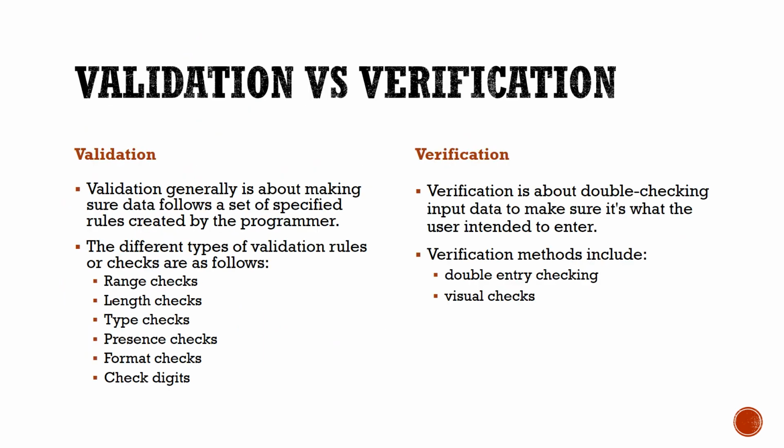Next, the most important concept: validation and verification. Validation generally means making sure that data follows a set of specified rules created by the programmers, right? And verification means double checking input data to make sure it's what the user intended to enter, right? So in validation we can have different types of validation like range check, length check, type check, presence check, format check, check digits, and in verification we can have double entry checking and visual checks.